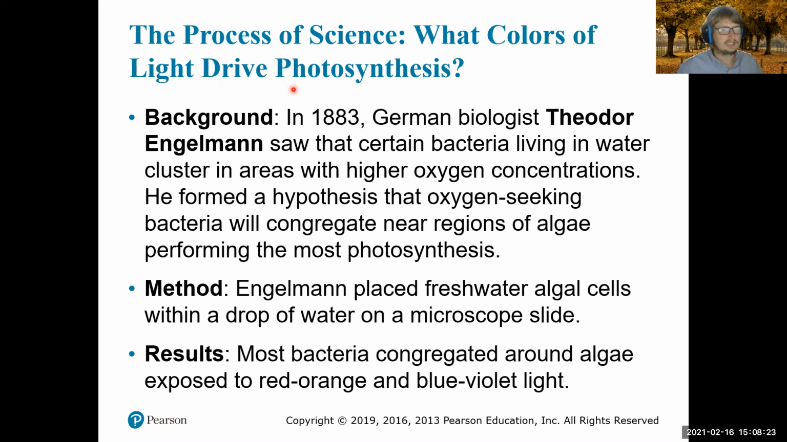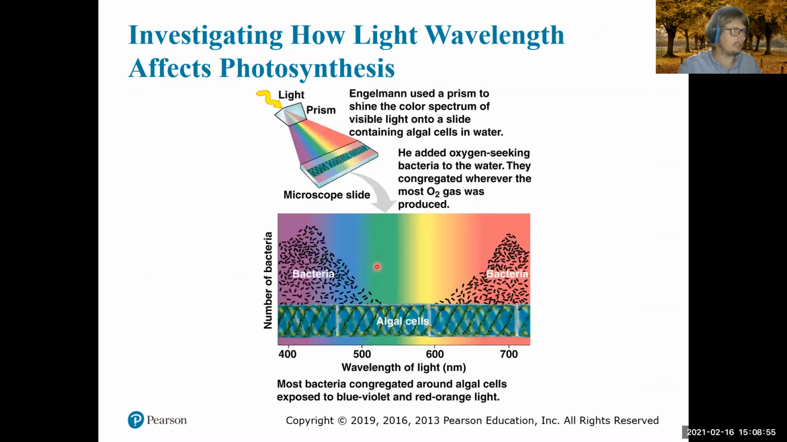And so what he did is he took an algae cell and he exposed it to different wavelengths of light in the visible spectrum. So from 380 to, I think it's like 740, right? And he placed that algae on a microscope slide and basically observed where the bacteria cells would congregate. And what he saw is that most bacteria congregated around the red, orange, and the blue violet wavelengths.